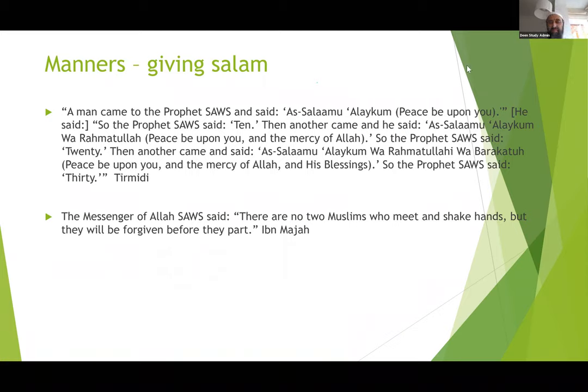So the third person got three times the reward of the first one, right? And the second one got double the reward. Why? Just because he took the time and said, peace be upon you, may the mercy of Allah and his blessings. So he's making a stronger dua. May the mercy of Allah be upon you. May the blessings of Allah be upon you. That's really nice. It's a very powerful statement to say to someone, inshallah.